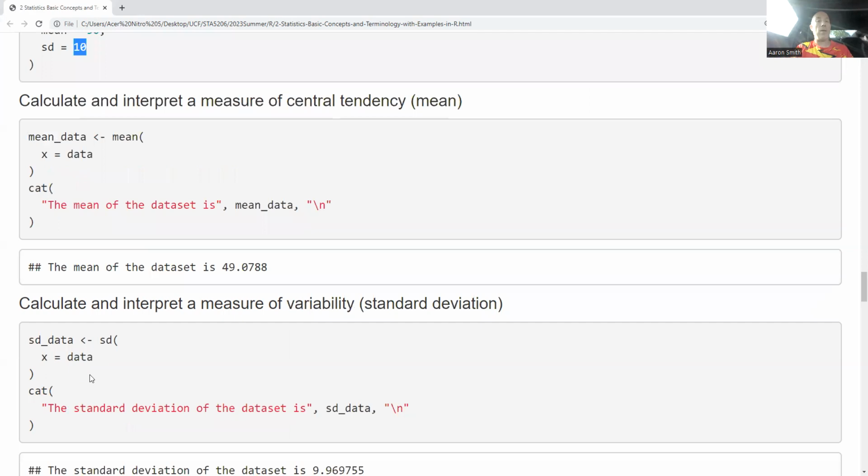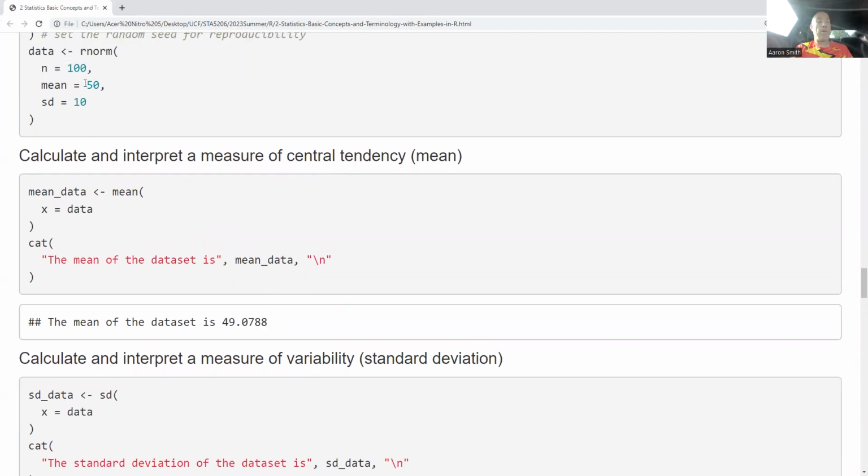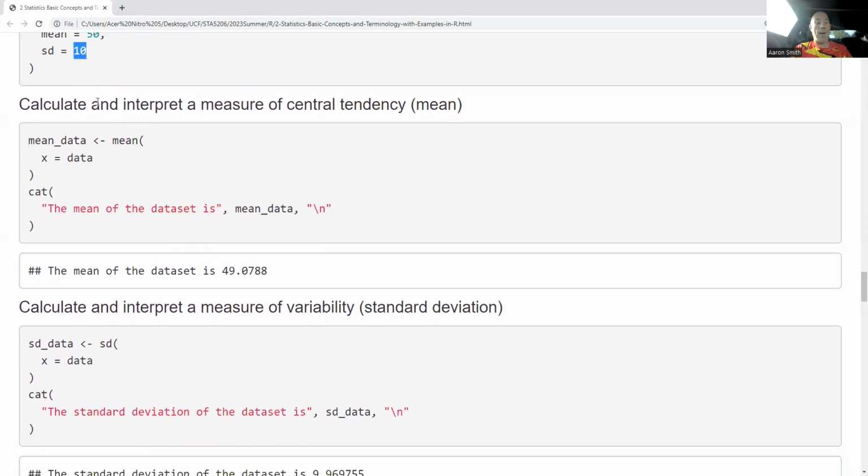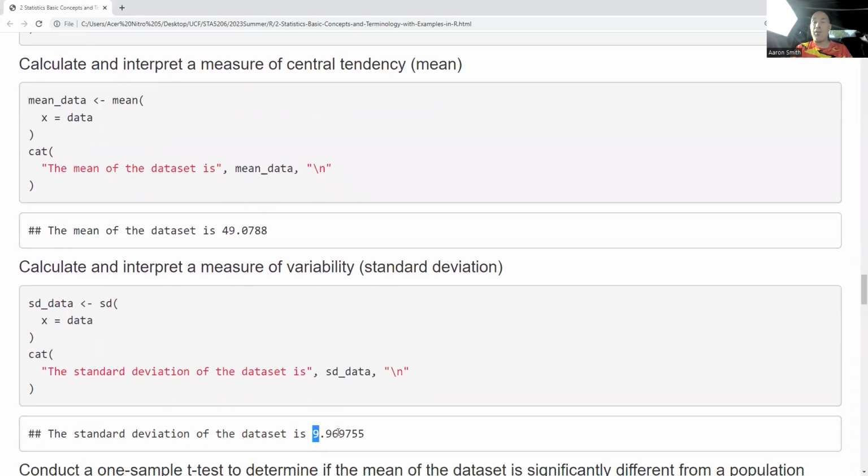So let's calculate the measure of central tendency with the mean. Here I'm using the mean function, and I just drop my data in. And so we can see that we got something close to 50. I generated data using 50 as the mean, and I got close to 50. You notice the sample is different than the population, and that will always be the case. Now, we can also calculate the standard deviation to calculate the spread. The population standard deviation is 10. My sample standard deviation is close, but not exactly 10, at 9.97.